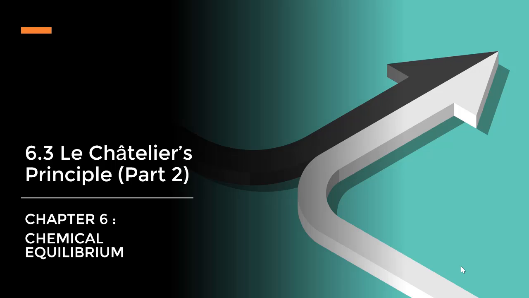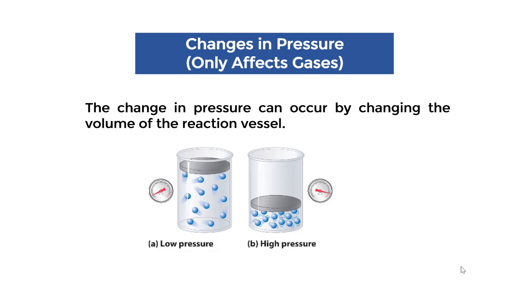So, kita continue dengan 6.3 Le Chatelier's Principle Part 2. Alright, so changes in pressure. So, how changes in pressure affect the equilibrium, the chemical equilibrium? So, changes in pressure only affects gases. Okay? So, maksudnya kalau perubahan yang disebabkan oleh tekanan, dia hanya memberi kesan kepada reacting species yang melibatkan gas.